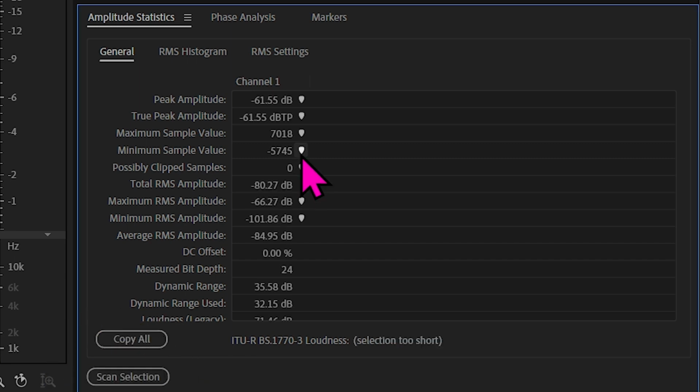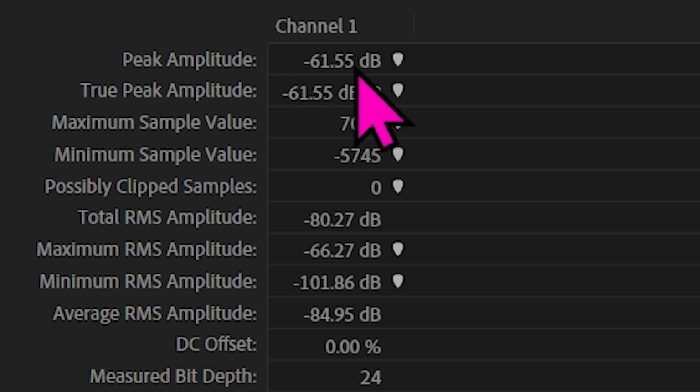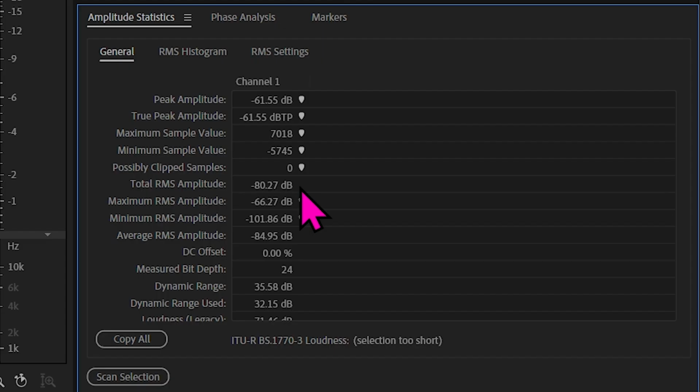And we see the peak amplitude is minus 61.55, and that could be sort of a transient at the beginning. It looks like the total root mean square, or RMS amplitude, is minus 80, and that's very healthy, so that's not bad at all. But I would try and improve this particular situation so the peak gets to minus 65 or minus 70 ideally.